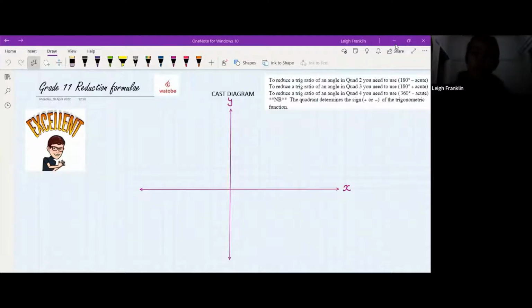So what I want to do is go through the cast diagram again with you, and just make sure that everybody understands how it works, and then we can start talking about reduction formulae and the answers that we get when we are reducing, and in fact what reduction is and what it means, etc.